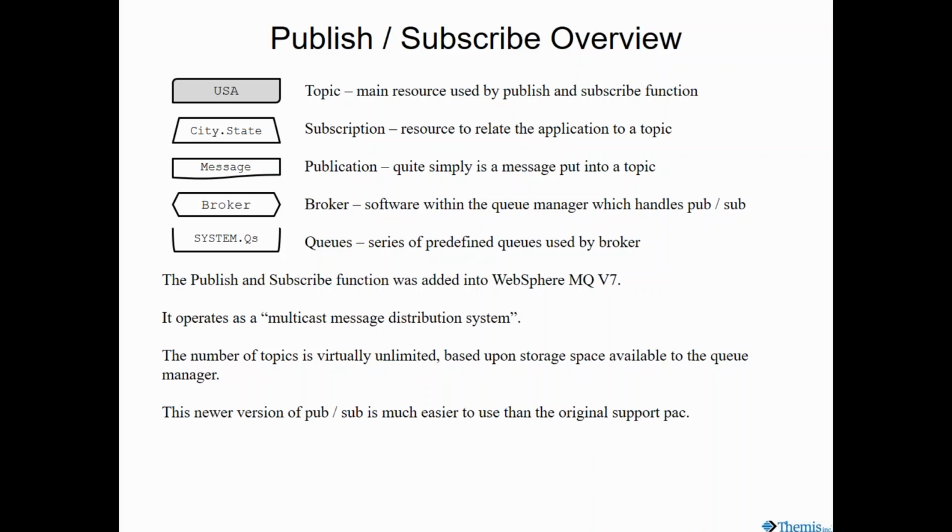It operates as a multicast message distribution system. I can have 1,000 subscribers to a given topic, and as we publish to that topic, MQ will publish the same information to 1,000 subscribers. Topics are virtually unlimited. It's really based upon the space within the queue manager. You've got to have a place to store all those messages somehow. And of course, the newer version, like I said, is much easier to use.